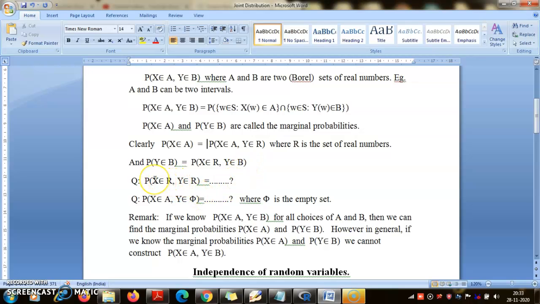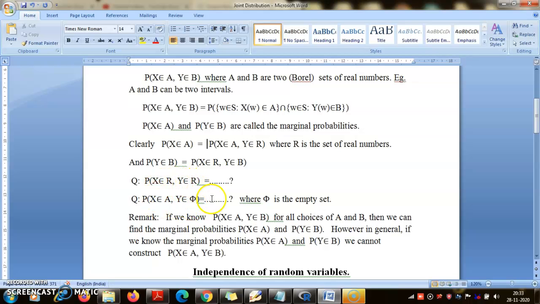Now I have a question: what will be the probability that X is in R and Y is in R? That is, we are considering all possible values of X and Y. And similarly, another question: what is the probability that X is in A but Y is in a null set?